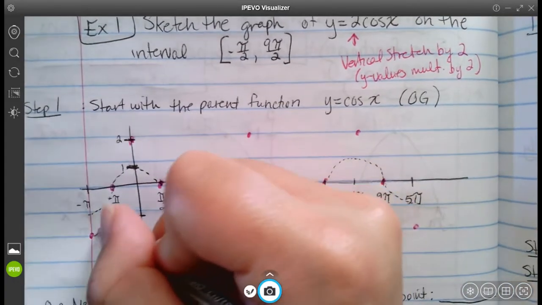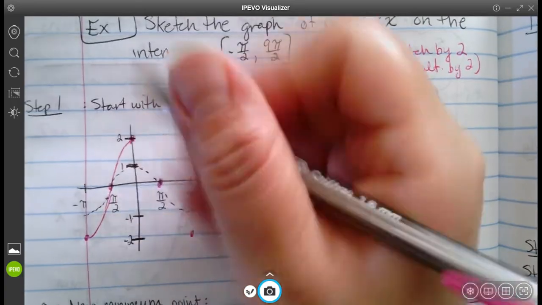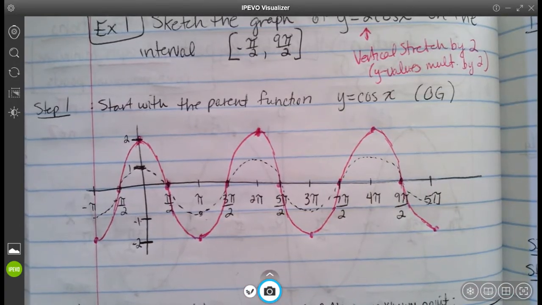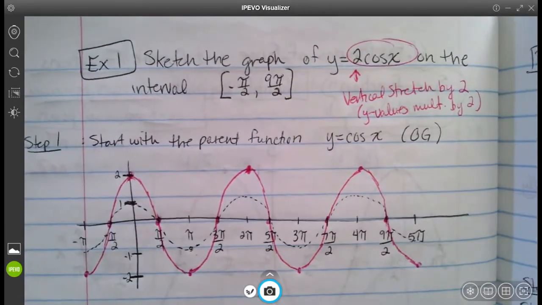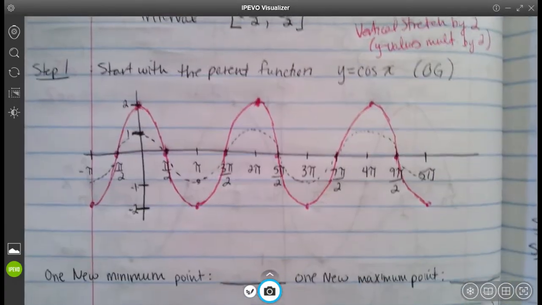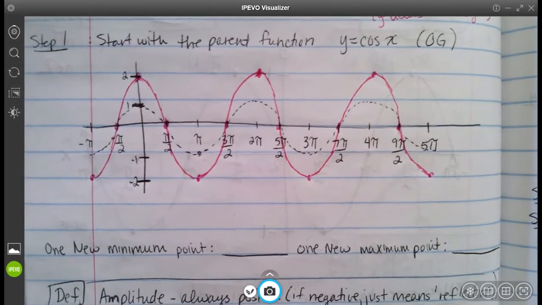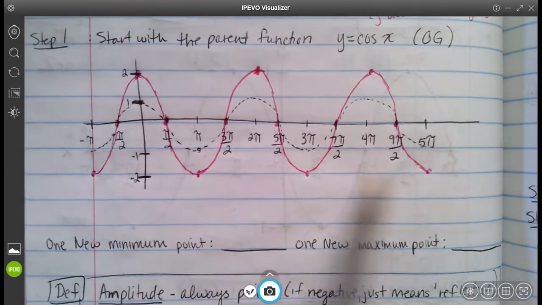Okay, and now I can connect it. It looks something like this, and there we go, the pattern will just continue. So the pink one represents y equals 2 cosine of x. A couple things about this one. We have new minimum points. Like I was saying, our minimums get moved down.